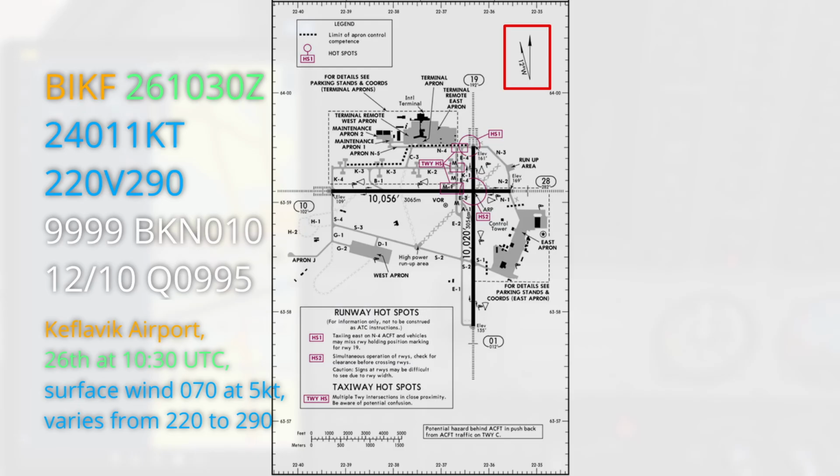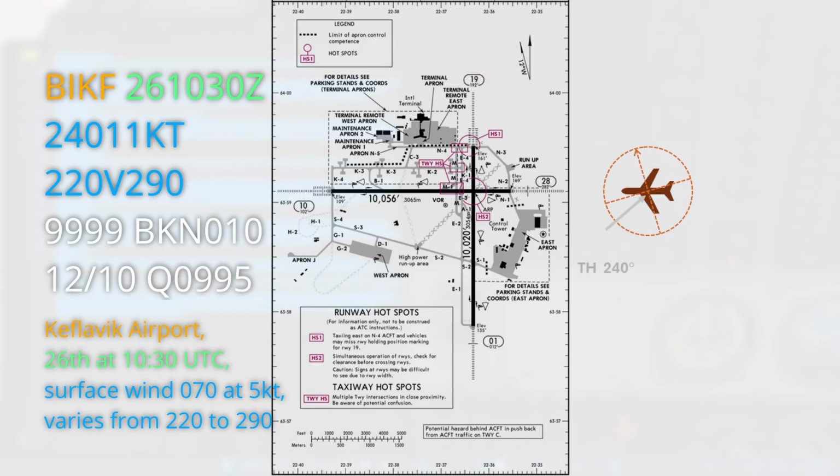Let's take the METAR at Keflavik Airport as an example here. Since the airport has 12 degrees west magnetic variation, which means the magnetic north is deviated to the west by 12 degrees. Let's assume we are landing on runway 28. The surface wind is at 240 degrees, meaning that it's coming from true heading 240. With the west magnetic variation at this airport, the surface wind is coming from our magnetic heading 252 instead of 240 degrees.